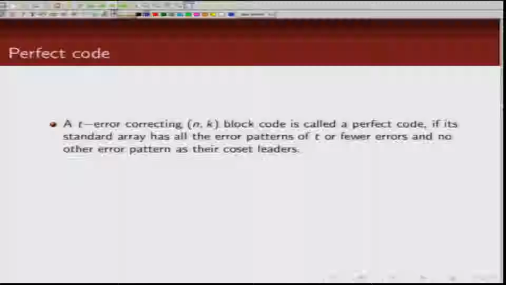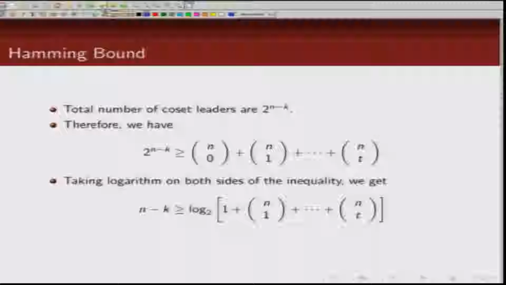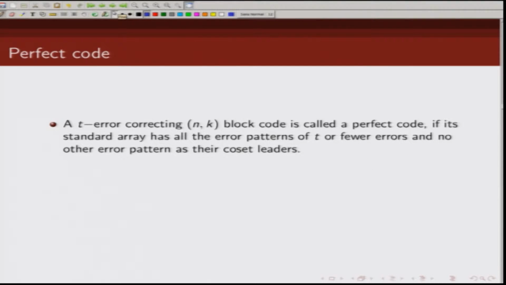Now, when is our Hamming bound satisfied with equality? Our Hamming bound will be satisfied with equality when all error patterns of weight up to t are coset leaders and no other error pattern is a coset leader. So, when this equation is satisfied, then this inequality is satisfied with equality, then we have Hamming bound satisfied with equality.